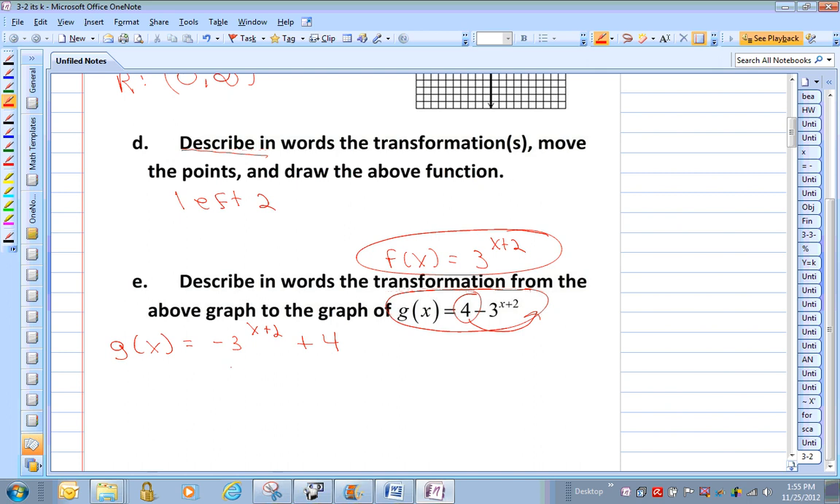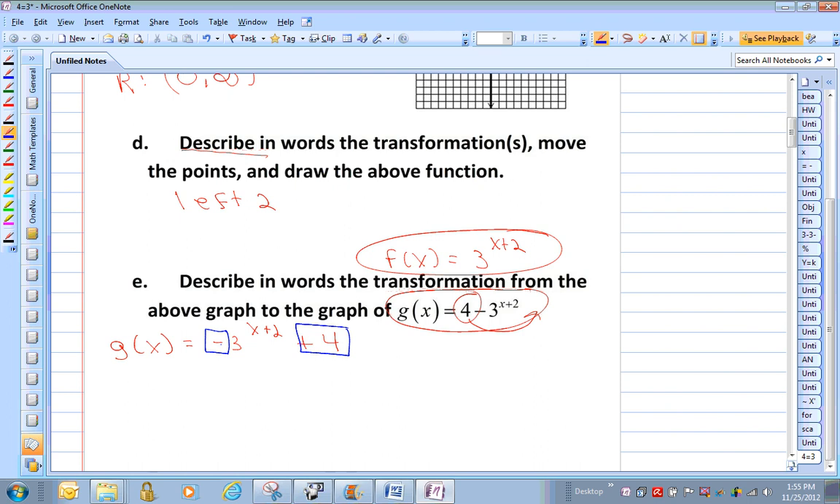All right, so we're going to notice that there are two things that are different from the original graph. The two things that are different is this negative and, of course, this plus 4. Neither one of those are with x, so both of those are vertical.